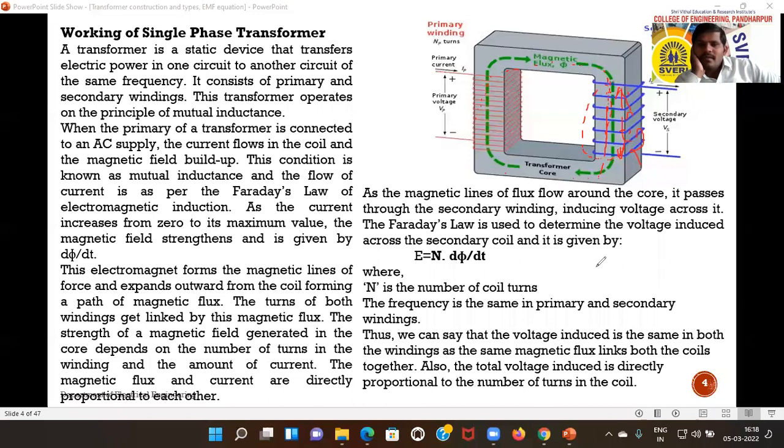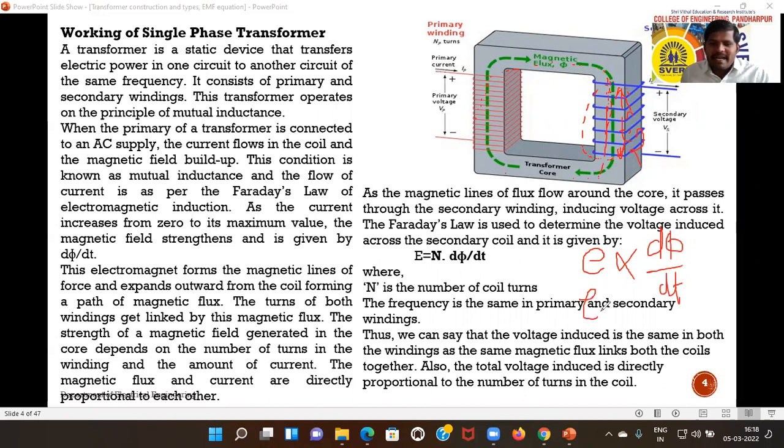The induced EMF is equal to the rate of change of flux linkage. That means the induced EMF is directly proportional to the rate of change of flux. So E is directly proportional to the rate of change of flux. ज्या rate न flux change होईल त्या rate न induced EMF change होईल. That is d phi by dt, the rate of change of flux. So E is directly proportional to d phi by dt.